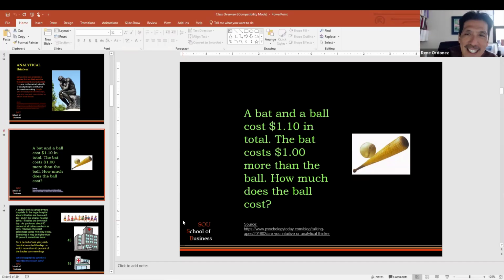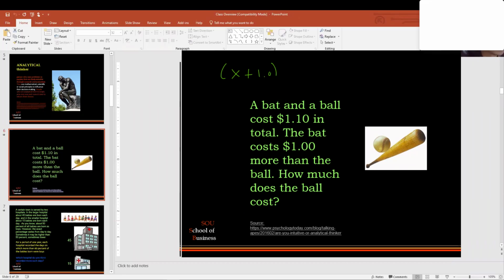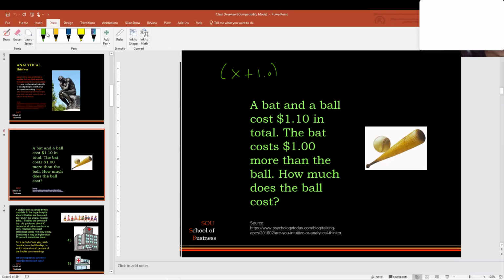All right, good. So the formula in your mind was probably something like this. Let me see if I can show it. To solve this problem using algebra, we will say, let X be the cost of the ball.